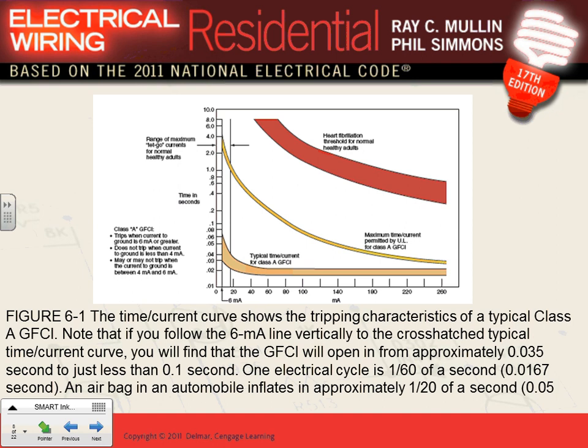Grounded system. This is really an interesting graph that we have. GFCI is supposed to trip. This is your GFCI. It's supposed to trip within 4 to 6 milliamps, and it's not just the trip, guys. It's the time. Look at the time. It's supposed to open from approximately 0.035 to 0.1 second. So we have 4 to 6 milliamps, and it opens from 0.035 to 0.1 second.